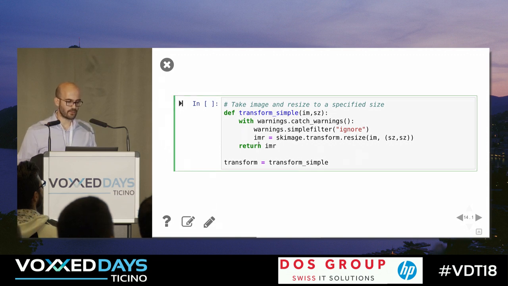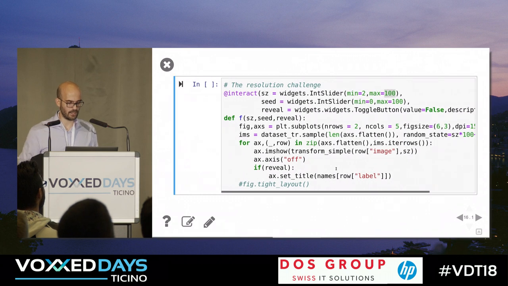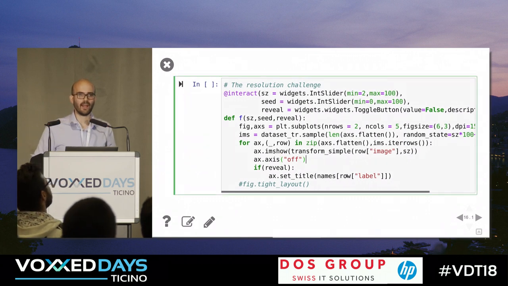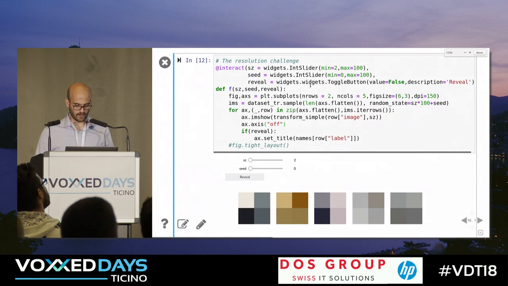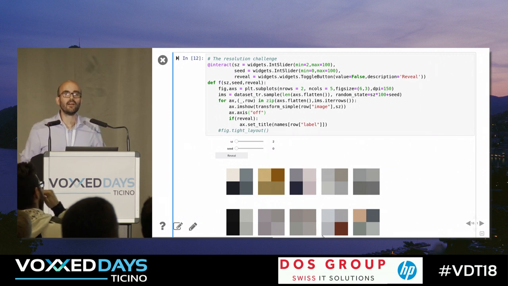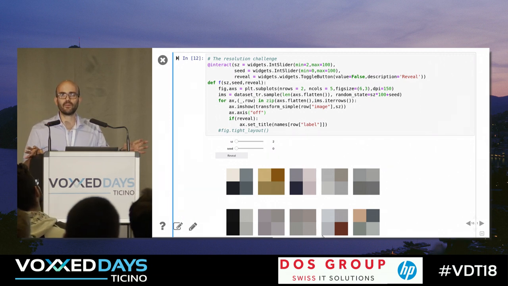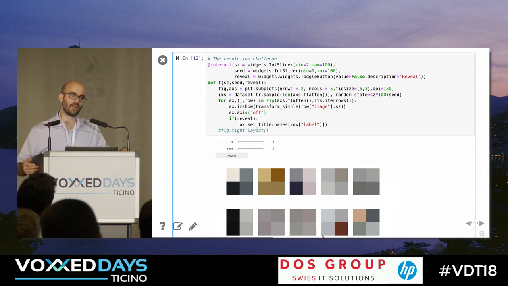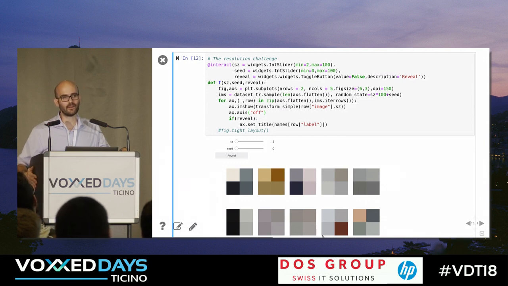The actual line of code here is this one, which will just resize my image to a size of SZ rows and the same number of columns. OK, so I will just call this function transform and go ahead to here. Now, what should be SZ? This magic number of rows and columns should be the minimum number of rows and columns for my image, the lowest resolution that still allows me to understand what the class is. The reasoning here is that if we can do that with our brain, we can expect our neural network to do that. If we can't, maybe we shouldn't expect the neural network to do that.